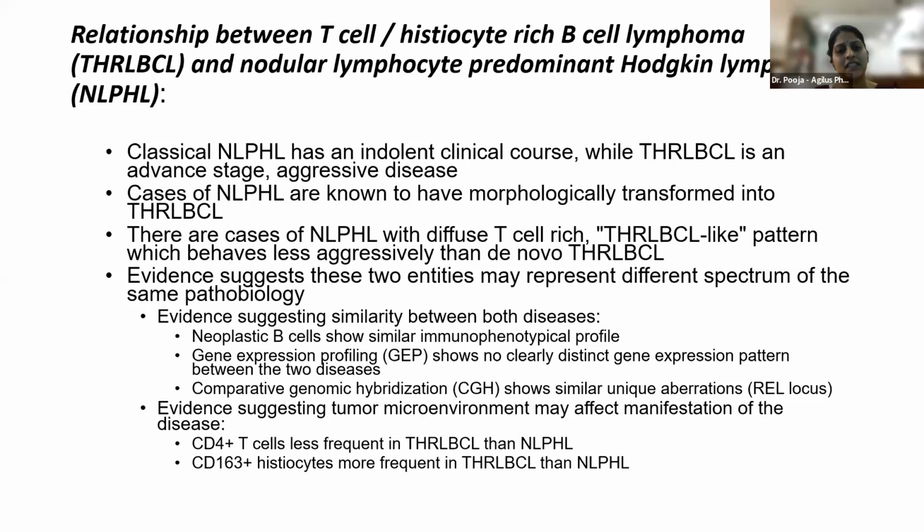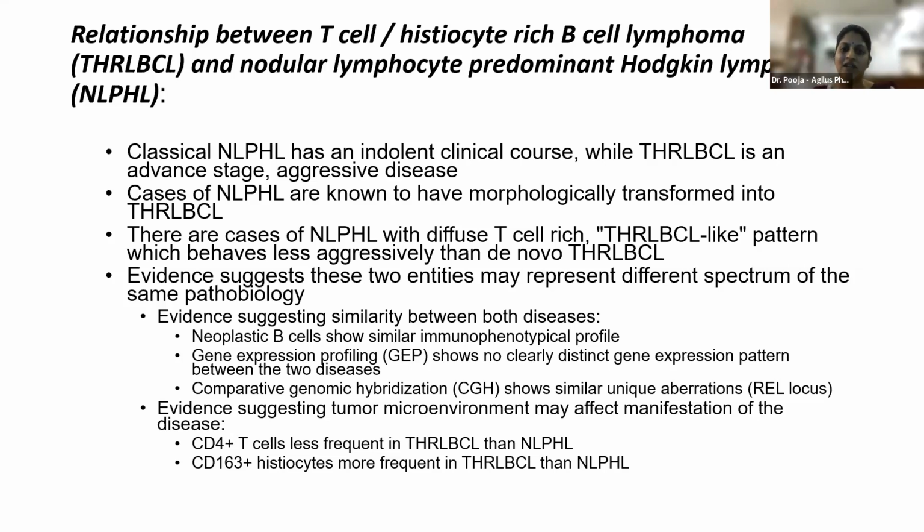And there is evidence to suggest that they might actually represent different spectrums of the same pathology. Because the neoplastic B cells have a similar immunophenotyping profile, and gene expression profiling has shown no clear distinct gene expression pattern between the two. And they have also found that REL locus aberrations are commonly seen in both of them.